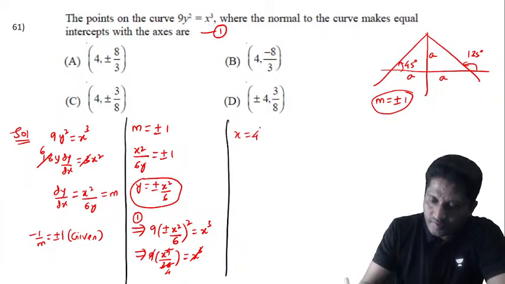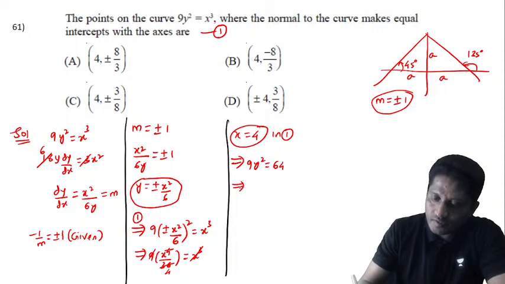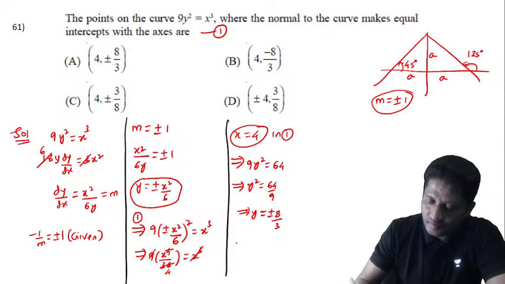X is equal to 4, if I substitute in equation 1, equation 1 becomes 9y square is equal to 4 cube, which is 64. Y square is equal to 64 by 9. Okay, y is equal to plus minus 8 by 3. Therefore, the points on the curve are 4 comma plus minus 8 by 3. Right, that is the first option.